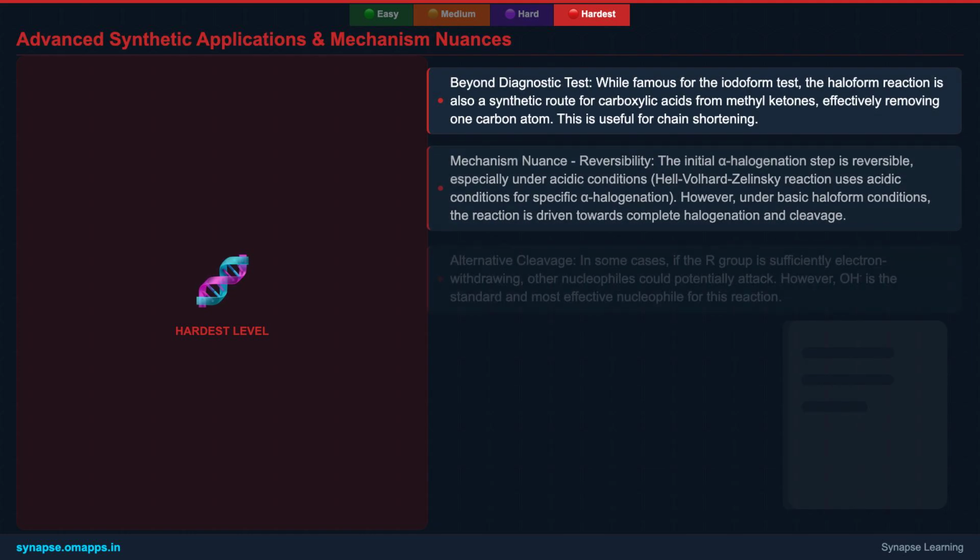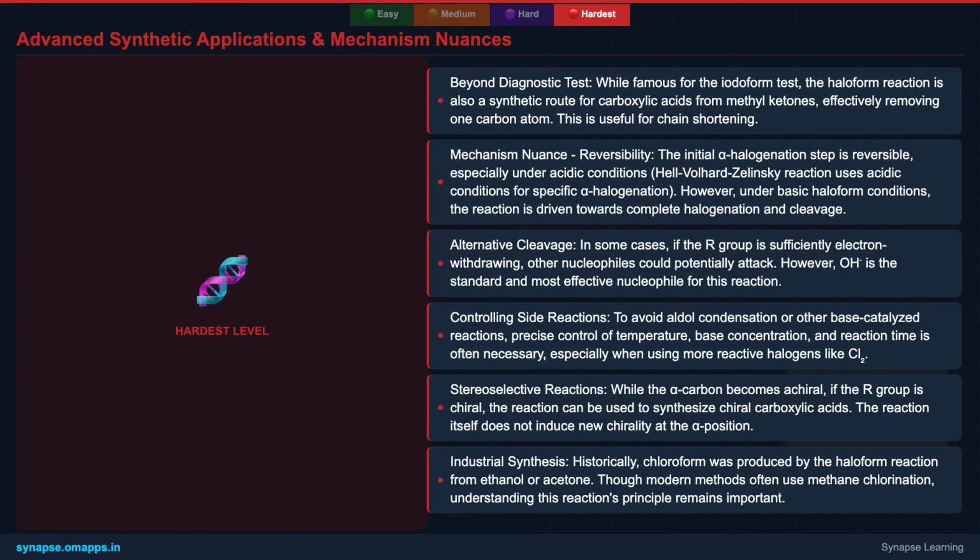Beyond its diagnostic role, the haloform reaction is a valuable synthetic tool. It offers a unique way to convert methyl ketones into carboxylic acids, effectively shortening the carbon chain by one atom. This can be strategically useful in multi-step synthesis. While the initial alpha halogenation can be reversible under specific conditions, the basic environment of the haloform reaction drives it irreversibly towards complete halogenation and cleavage.